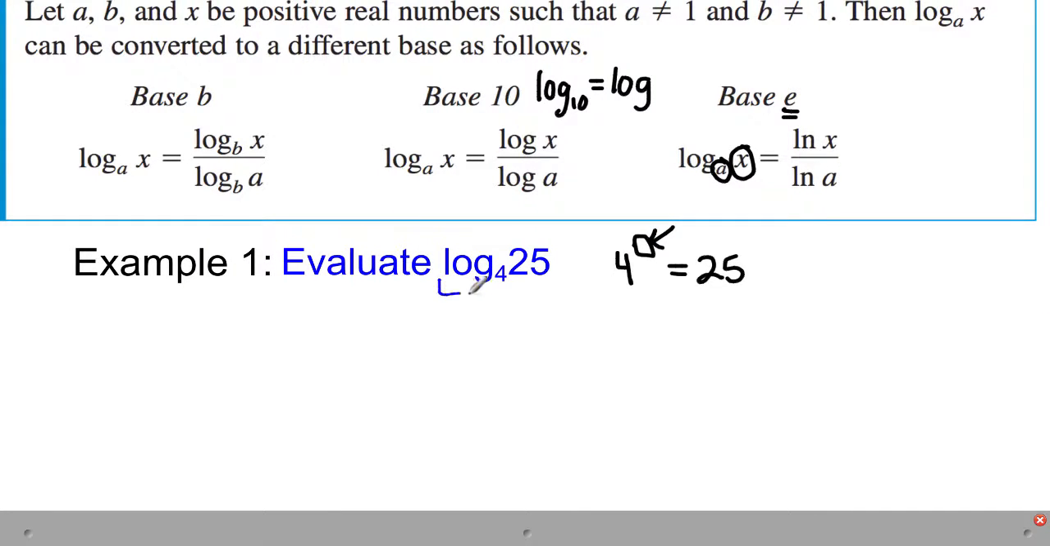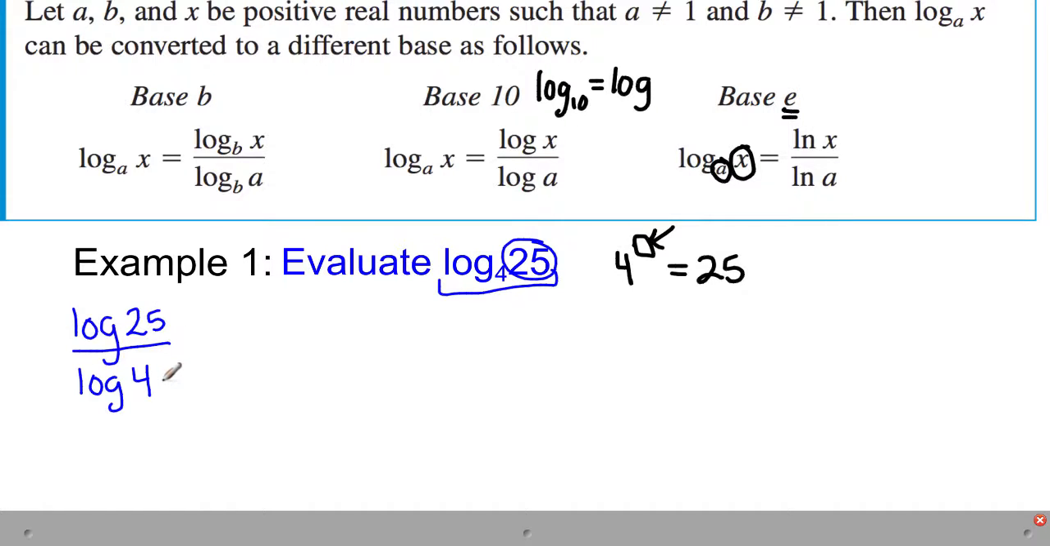Changing this to, let's do a log base 10, I can rewrite this as log of 25 divided by log of 4. Why is it helpful to change our bases to either a log base 10 or a natural log? Because our calculators actually have the capability of calculating these for us.